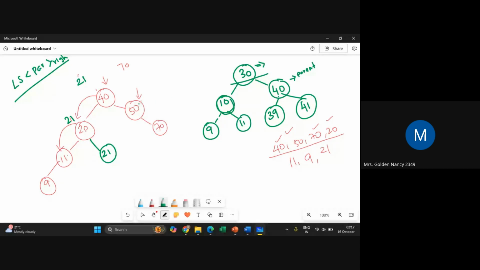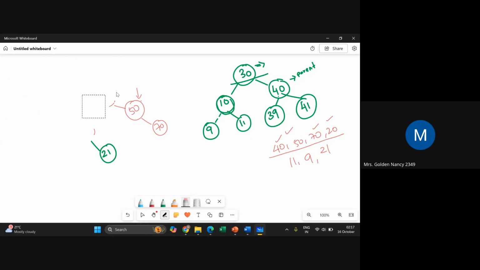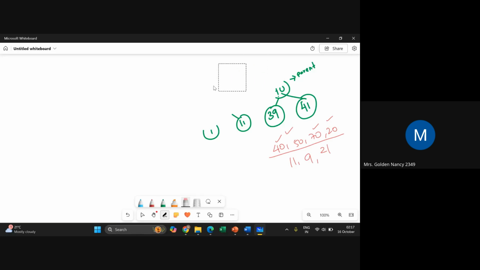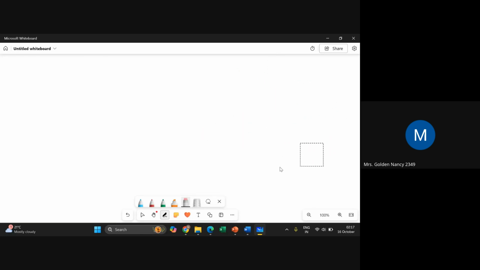Please remember this concept, because in today's class we are going to see the AVL tree. In this AVL tree, we'll be using the binary search tree concept only. So the first point of an AVL tree is that it is a binary search tree, a BST. That is, your left subtree should be lesser than the right subtree. Then, in binary search tree.